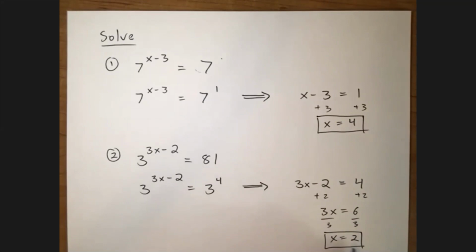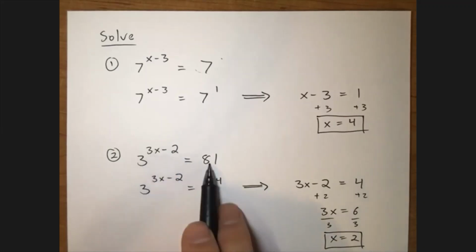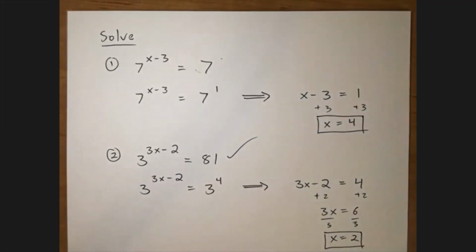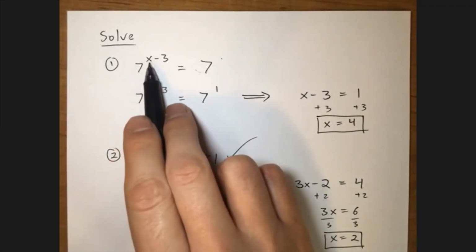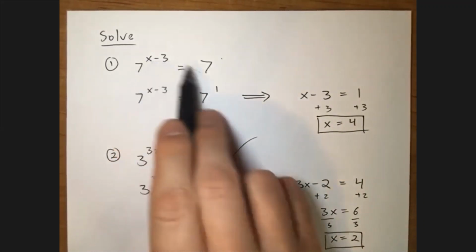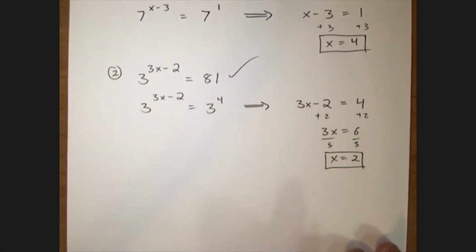And you can plug these numbers in and check, right? If I take 2 and plug it in, 3 times 2 is 6, minus 2 is 4. 3 to the 4th equals 81. I'm going to check this one too. Plug 4 in here for x. 4 minus 3 is 1. 7 to the 1 equals 7. It checks out. It never hurts to check your answer.